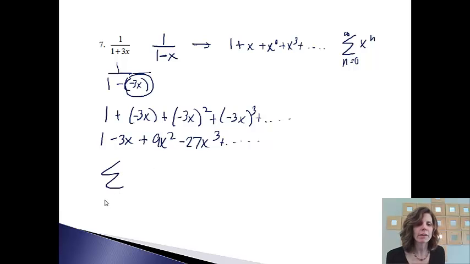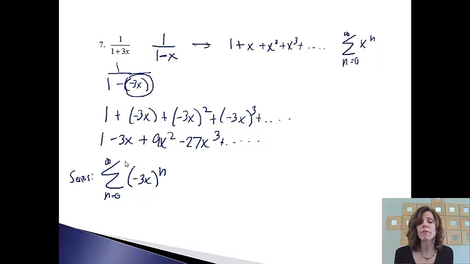If we would like to write the series, we will write it with the sigma notation. It will be n equals 0 to infinity, and we can simply put negative 3x in for the x. And there we go. Notice it was a really fast problem, because I didn't have to do it the long way once I noticed I could use one of those common polynomials. So hopefully you can use some of those common Taylor polynomials to find Taylor polynomials for other functions.